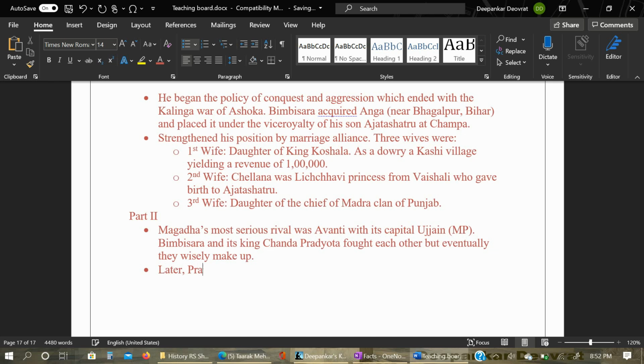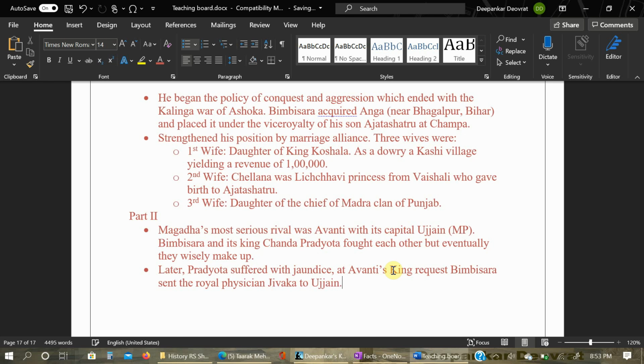Later Pradyota suffered from jaundice, and Avanti's king requested that Bimbisara send the royal physician Jivaka to Ujjain. Okay. And Bimbisara found it a very great opportunity.